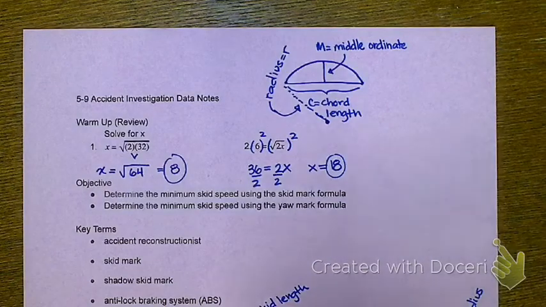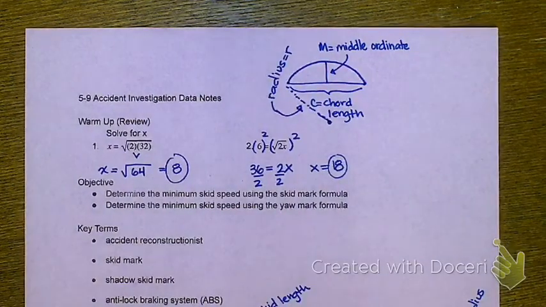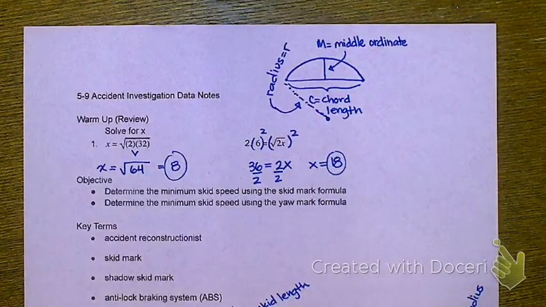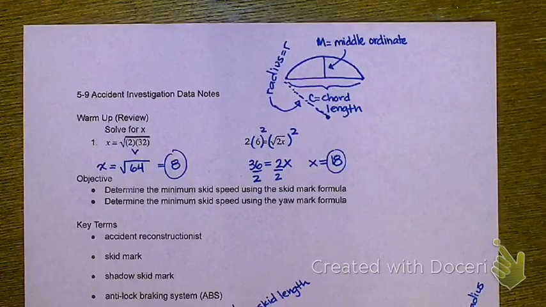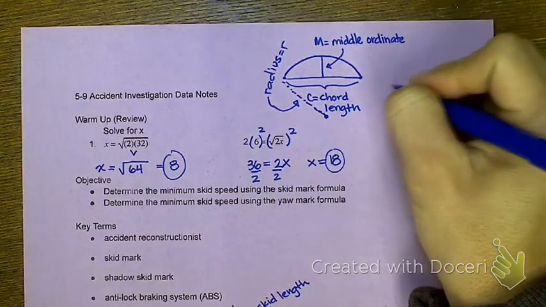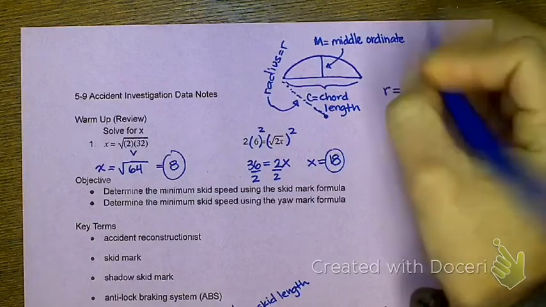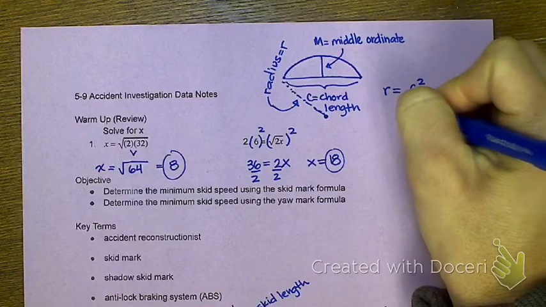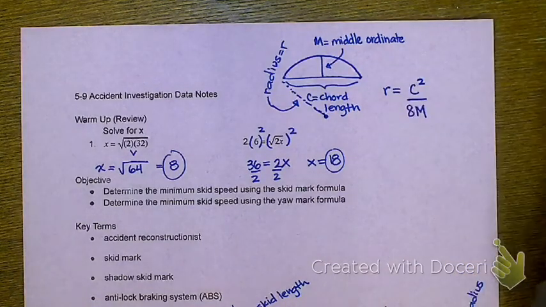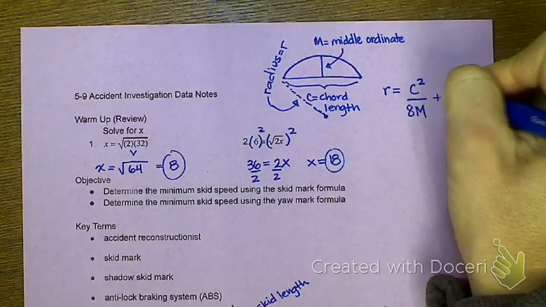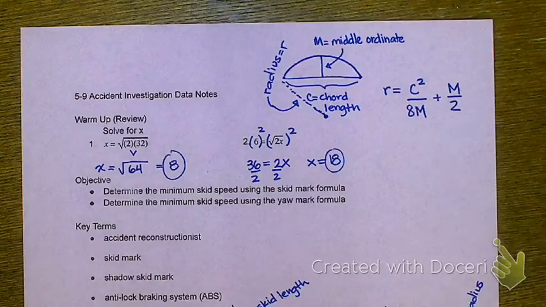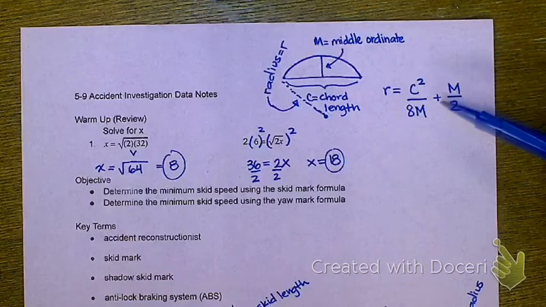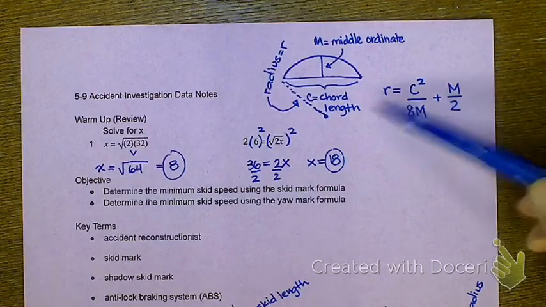Now, it's important that we are able to find r so that we can plug it into our speed formula that we wrote down below. So how do you find r if r is not given to you? Well, there's a formula for r. To find the radius, your formula is r equals c squared, which is your chord length squared, divided by 8 times m. M is the length of your middle ordinate. And then we are going to add to that m divided by 2, okay? So most of the time they have these two measurements, and that helps them find the radius.